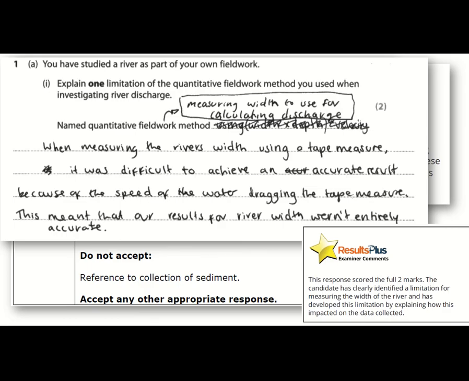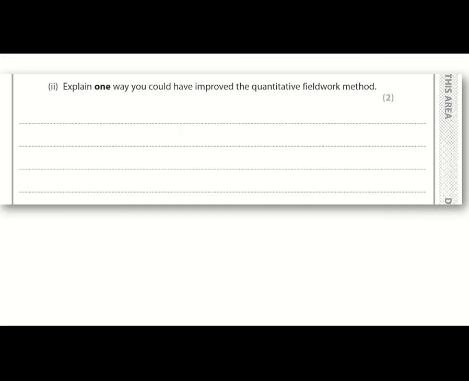Now, there's quite a lot when it comes to methods, and historically that seems to be a very popular area the exam board asks you about. So I'm going to show you even more questions, and I'm not going to spend as much time on these ones. I would like you to maybe try them, pause the screen while you're trying them, and then I'll show you the mark scheme so you can see how you did. So this next one: explain one way you could have improved the quantitative fieldwork method.